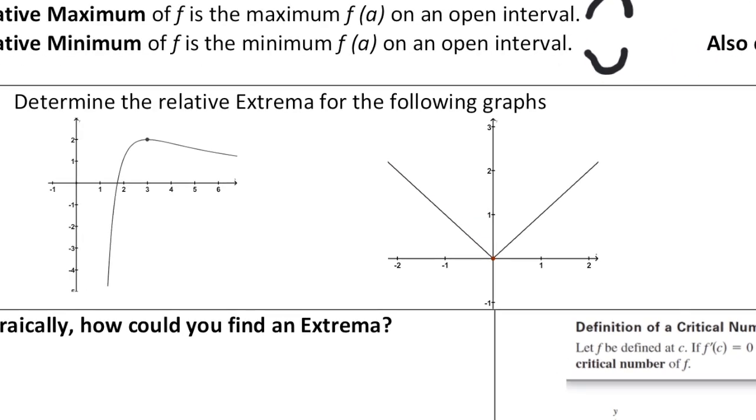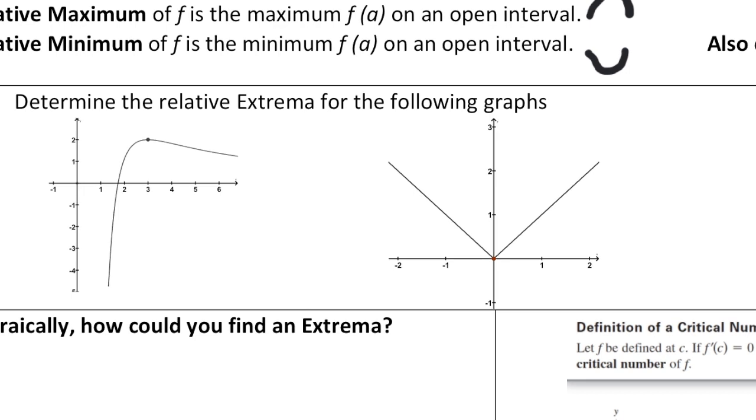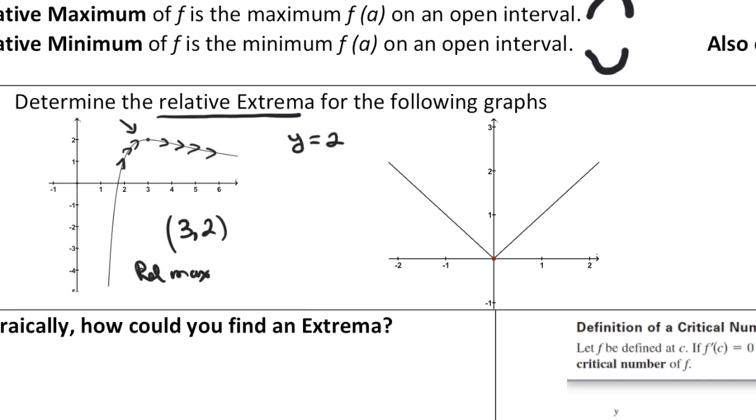So graphically, when we take a look at our pictures, you want to find the relative extrema. You can see that the relative extrema is the y value, and that y value is 2. Now, if you're asked to give the point, it would be (3, 2). Notice it's where your function went from increasing and then began to decrease. So a relative maximum will occur where your function changes from increasing to decreasing.